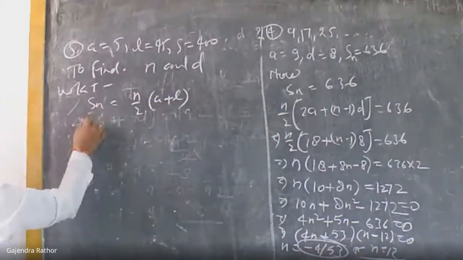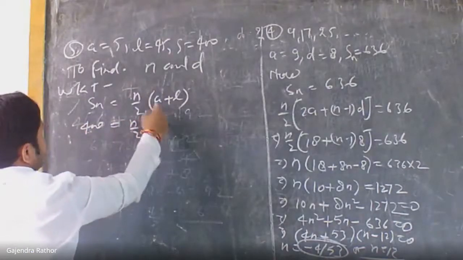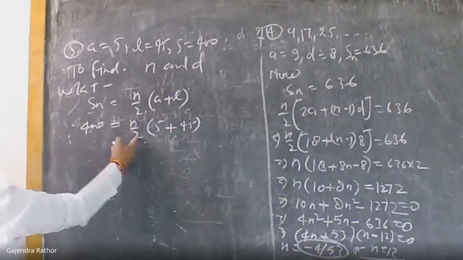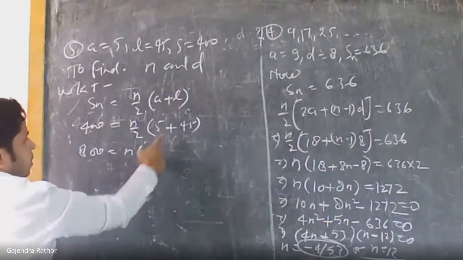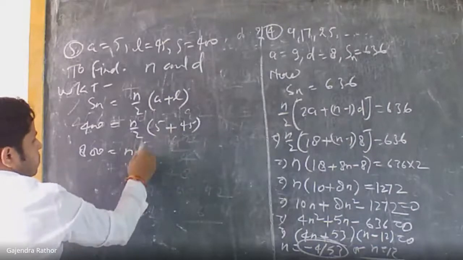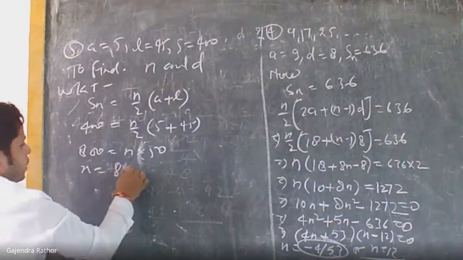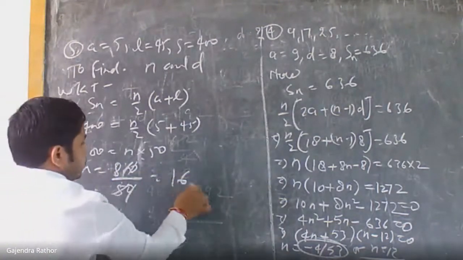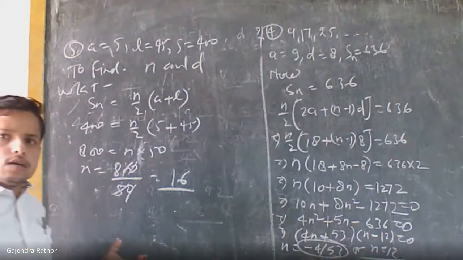What is the Sn? This is given, 400, equals n by 2 times a, which is 5, plus l, which is 45. Transposing the 2, it becomes 800 equals n times 50. So n is equal to 800 divided by 50. This is the answer, 16. So n is equal to 16, we got.